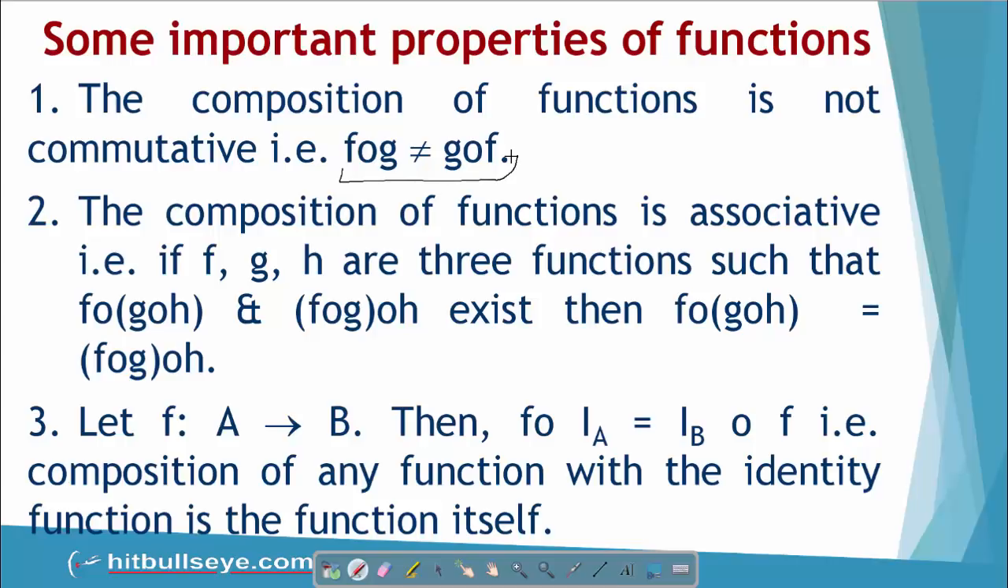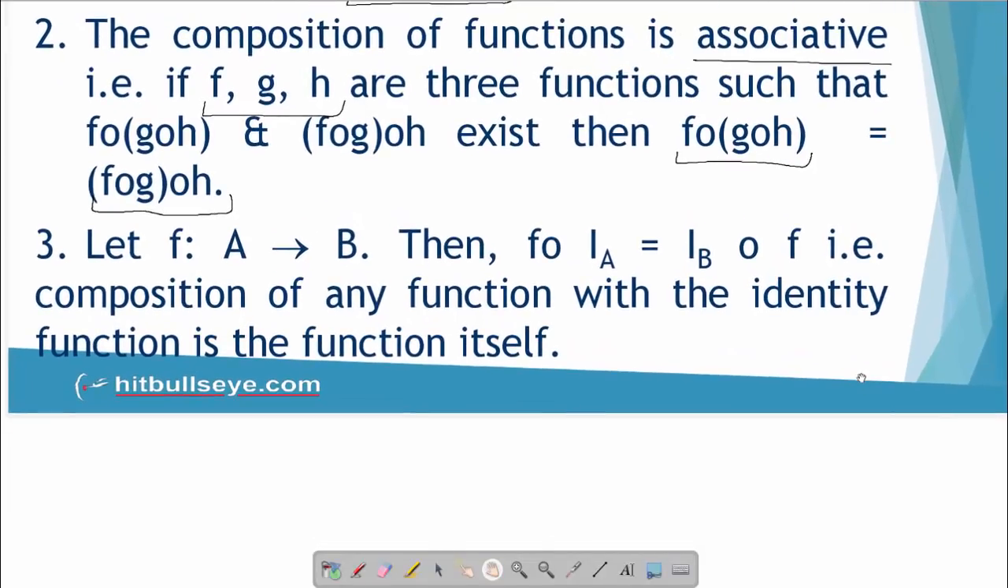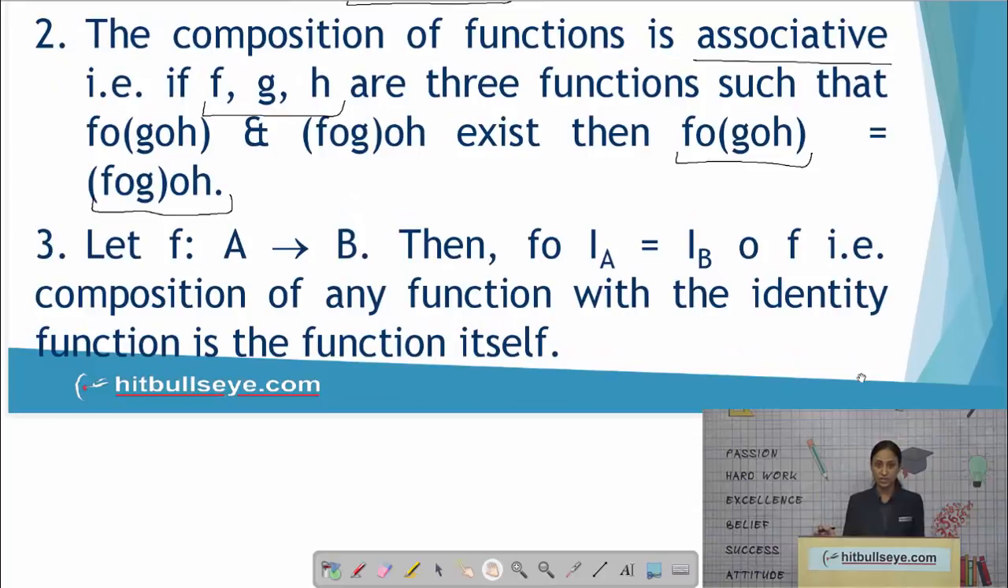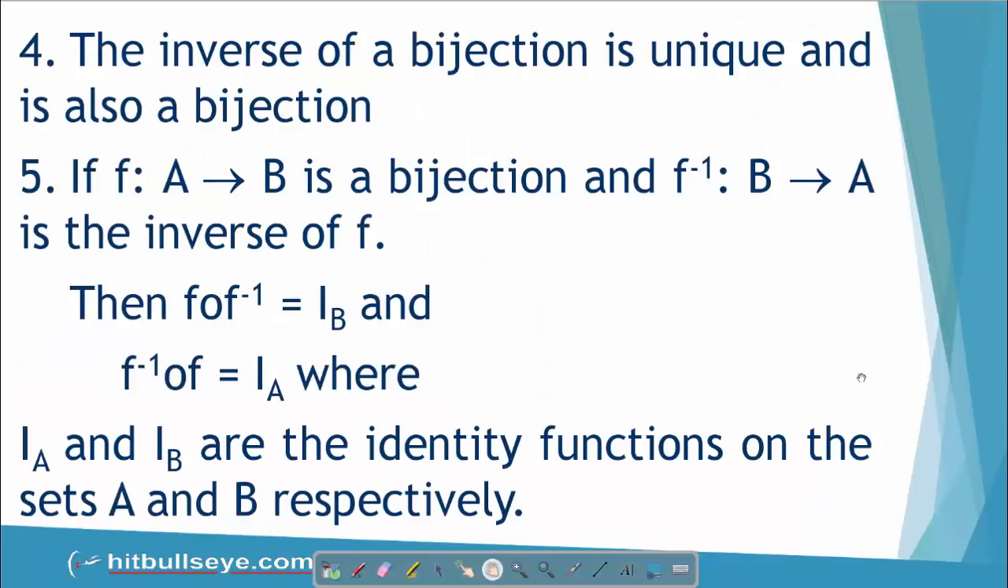Now the second property says that the composition of functions is associative. That is, if I have three functions f, g and h, then (f of g) of h is always the same as f of (g of h), provided both of them exist. The third property says that the composition of a function with identity is equal to the function itself. Fourth property says that the inverse of a bijection is unique and is also a bijection. The fifth property says that if f is a function from A to B and is a bijection, then f inverse is a function from B to A.